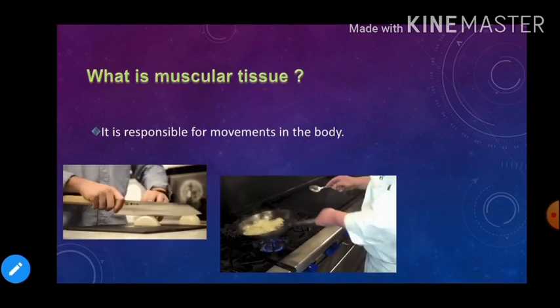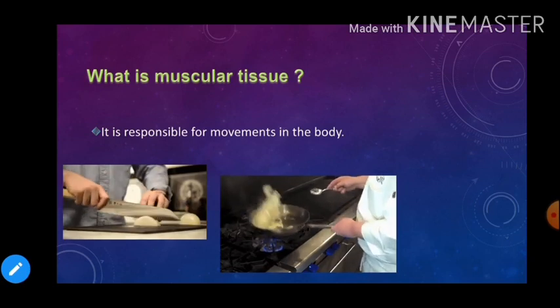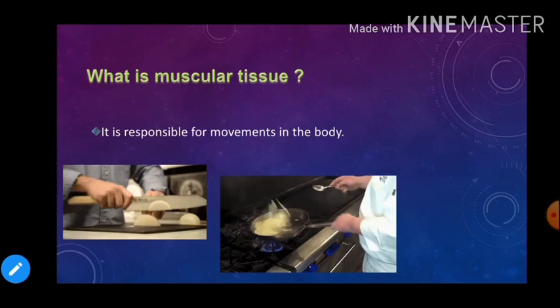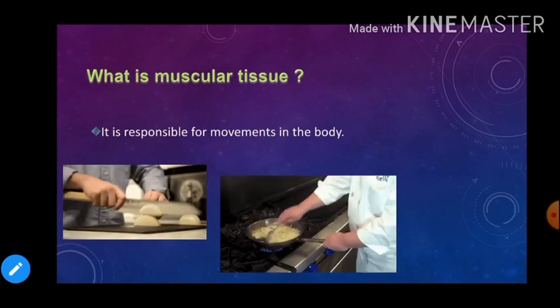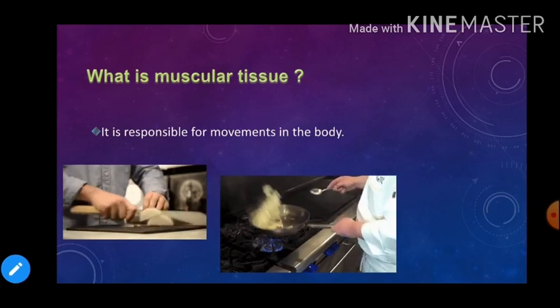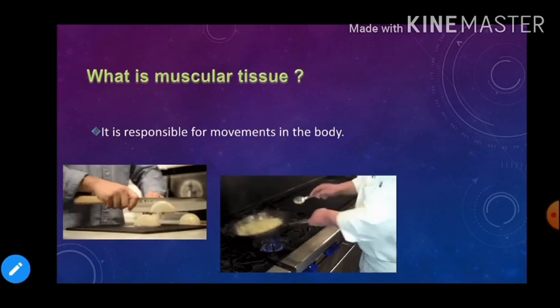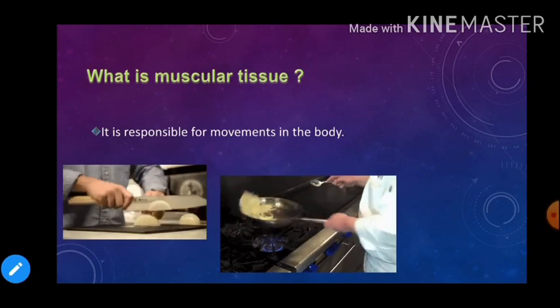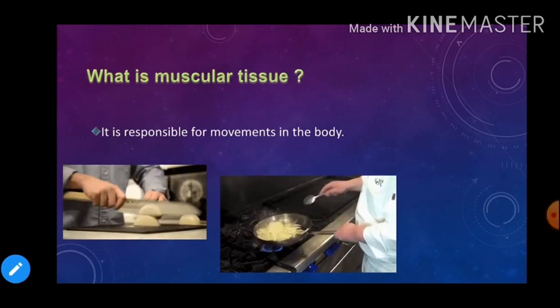As the name suggests, muscular is derived from the word muscle. That means muscles are something which actually help in movement, right? So here we are going to talk about muscular tissues. You would often have seen this, for example.